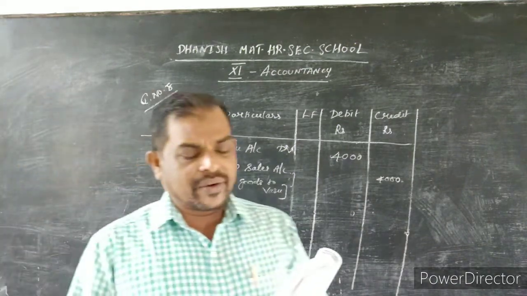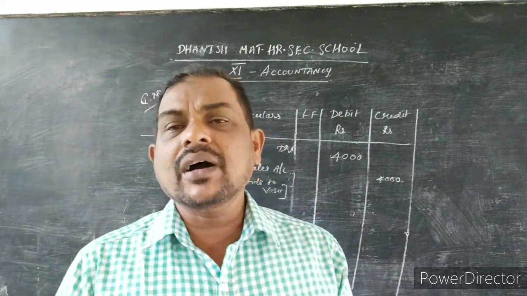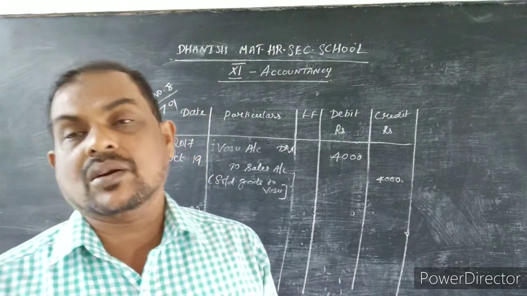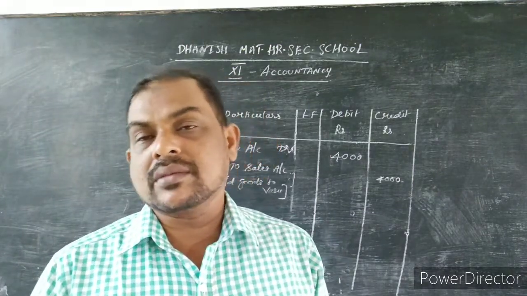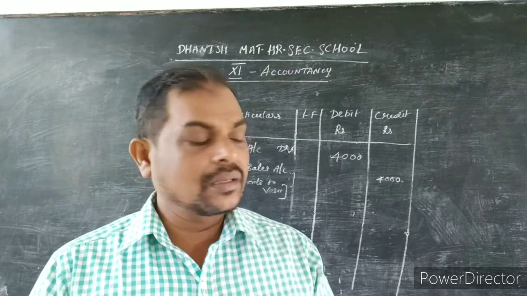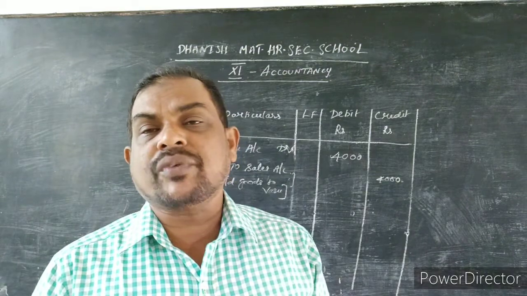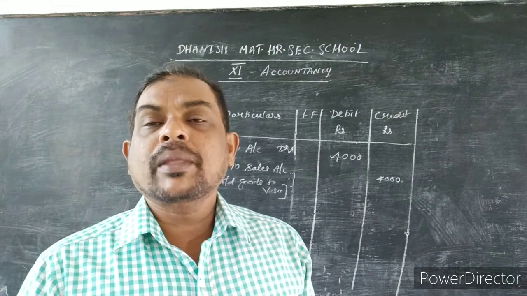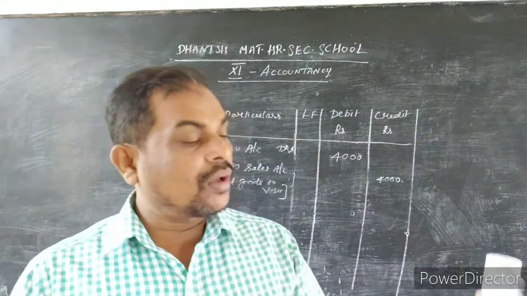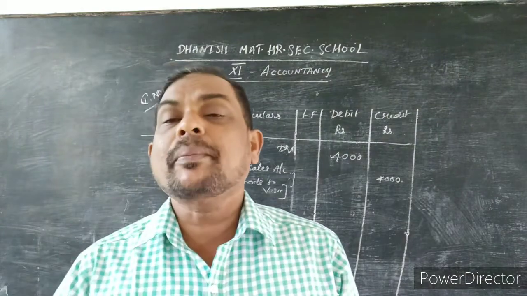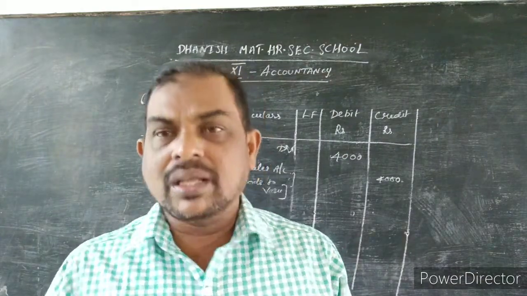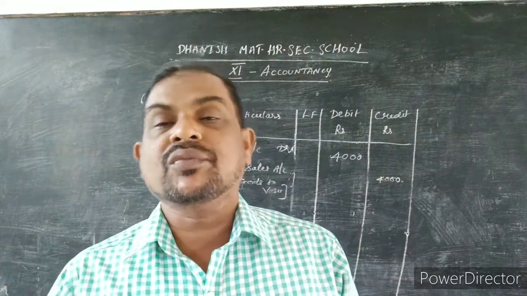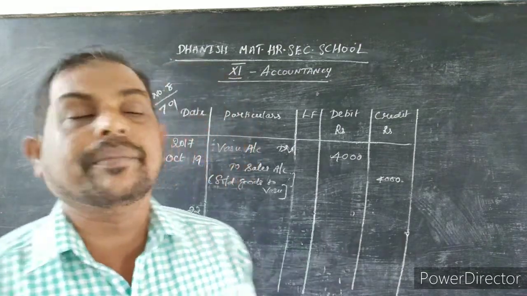Goods worth rupees 500 taken for personal use. If the words personal use come, it will automatically be converted into drawings. So always drawings will be debited. Goods worth rupees 500 were taken from the business. Those goods were purchased only for the purpose of selling by Mr. Ganeshan. Now the purchase account will be reduced, because from the purchases this person has taken some goods. So the purchase account will come on the credit side, and drawings will come on the debit side.